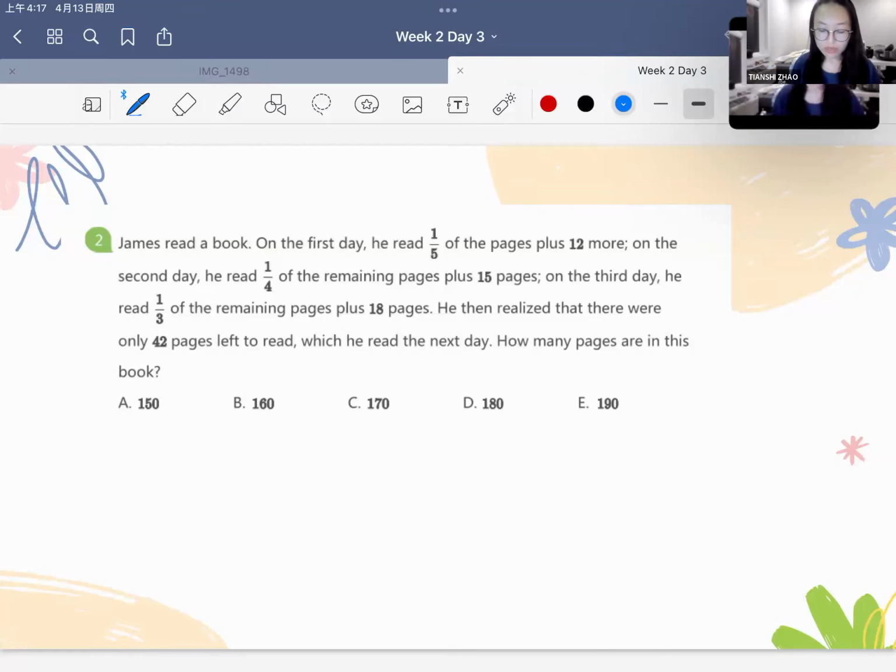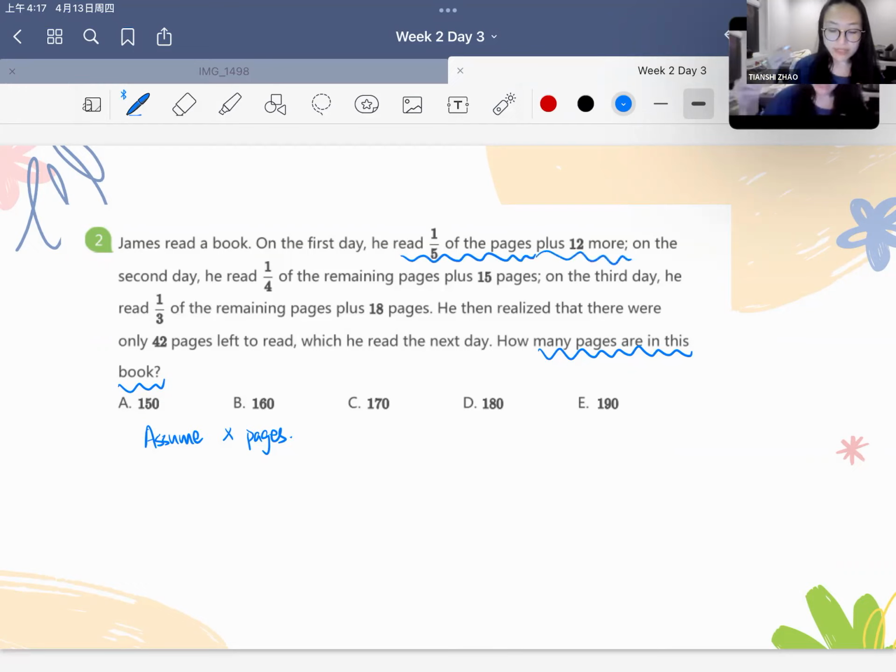In that question, the thing that we are solving for is the number of pages in this book, and we don't know it. A very useful way to solve this kind of problem is to assume it to be X. So we can assume the book has X pages. Let's translate what the word problem says into the algebraic expression. On the first day, he read 1/5 of the pages plus 12 more. And on the second day, he read 1/4 of the remaining pages.